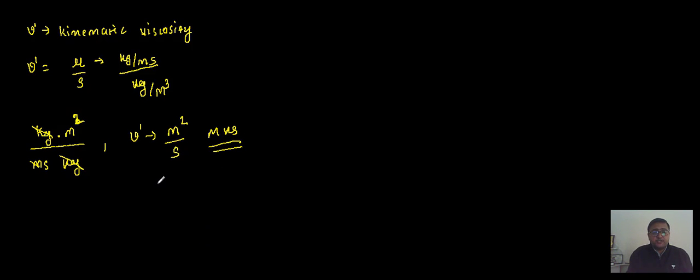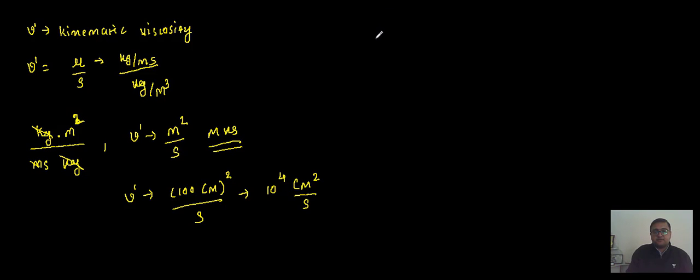So what is the CGS unit of the kinematic viscosity? In order to convert to CGS, what do we need to do? We need to convert into centimeters, grams and seconds. So 1 meter is equal to 100 centimeters. So instead of meter, we can write 100 centimeters square divided by second. That is nothing but 10 raised to 4 centimeters square per second. Correct? So 10 raised to 4 centimeters square per second is the unit of the kinematic viscosity in the CGS system.